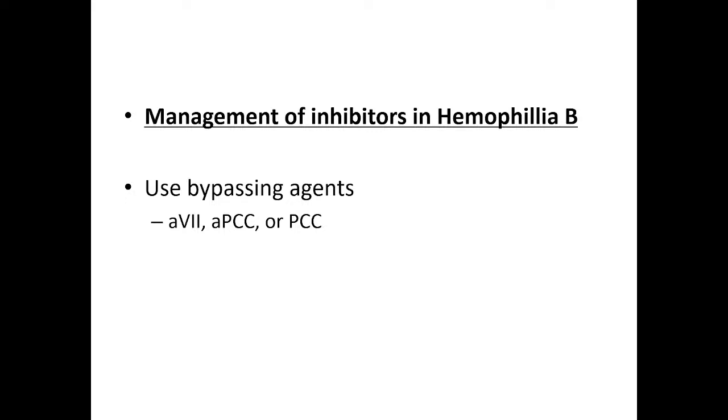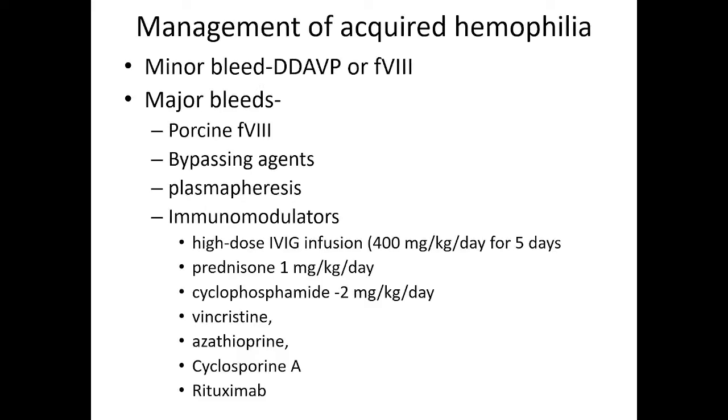Management of inhibitors in hemophilia B: use bypassing agents factor 7, APCC and PCC. Management of acquired hemophilia: minor bleed, DDAVP or factor 8; major bleed, porcine factor 8, bypassing agent, plasmapheresis, immunomodulators, because in acquired hemophilia there are antibodies. So, to decrease the production of those antibodies against factors, we can use immunosuppressives.